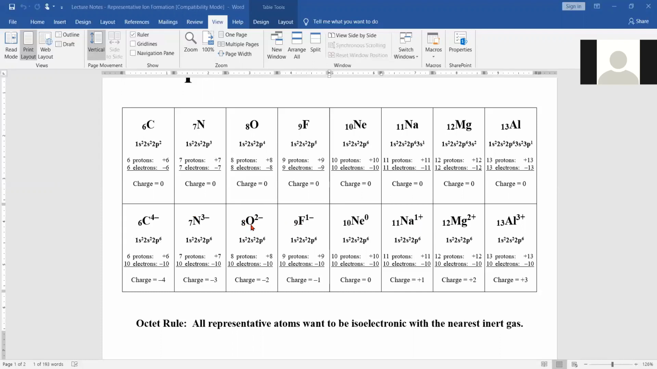How about a second cation that's isoelectronic with O2-? Go to the nearest inert gas. Well, I already did sodium. How about Mg2+ is isoelectronic with O2-? I'm going to put the periodic table back up, and we'll do that again. What I just went over, again, if you have a question or comment, don't hesitate to ask.